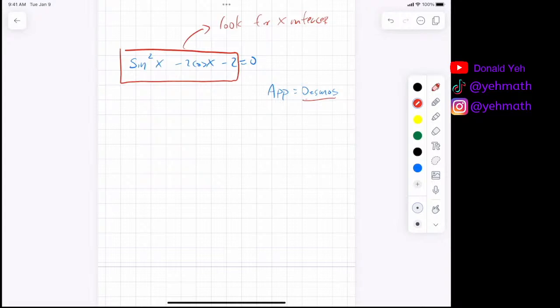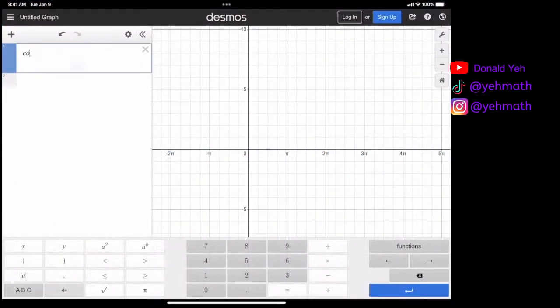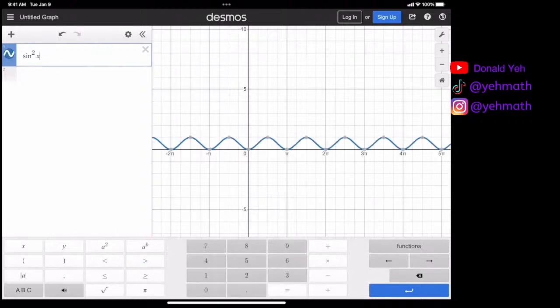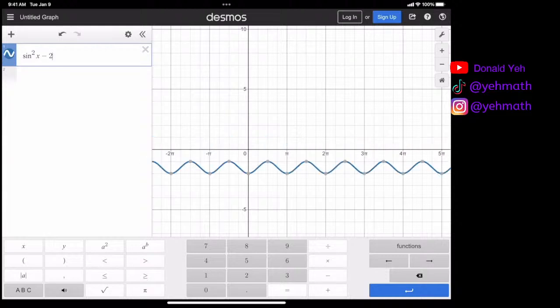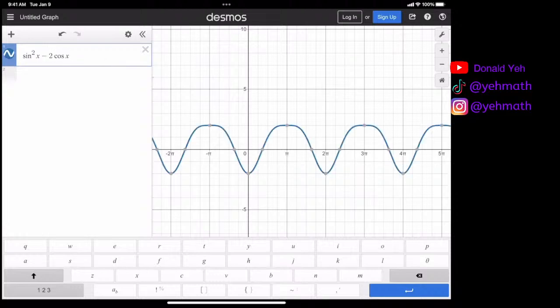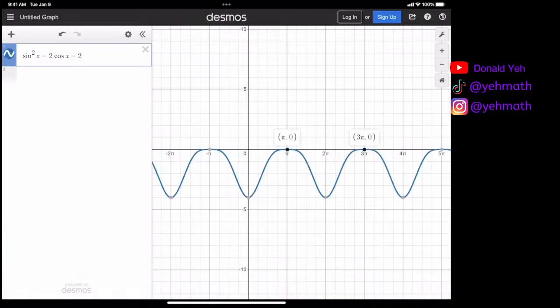So you can get on a computer, just graph this function. Don't graph equal to 0. Just graph that function. Okay, I'm gonna show you. Sine squared of x minus 2 cosine of x minus 2. And you should see the answer is there. The answer is that x-intercept. So your only answer you should get is pi.